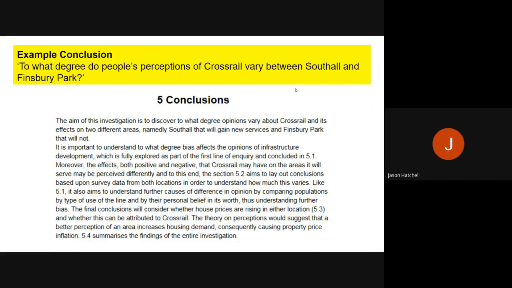So you can see that the start of this student's conclusion just outlines what Crossrail is, how they conducted their surveys, and what the final conclusions may be. And they've also brought in theory. So this kind of opens up the conclusion. And it says what the conclusions will consider going forward. So what are they going to look at next?